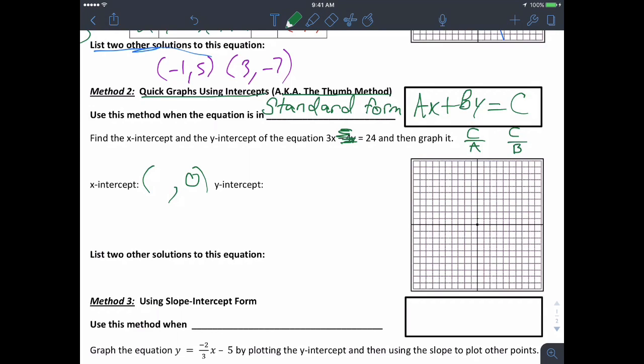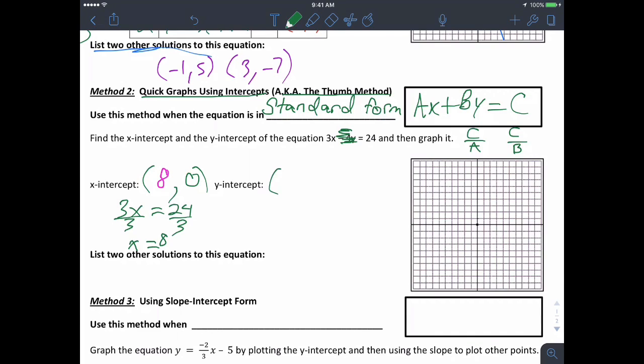In this case, I can't show you my thumb, so I just scribbled it out. I'm going to cover up the y, so you're left with 3x equals 24. So we divide both sides by 3, and that's going to get us x equals 8. So we're going to go ahead and put 8 in as our x-intercept. The x-intercept is (8, 0).